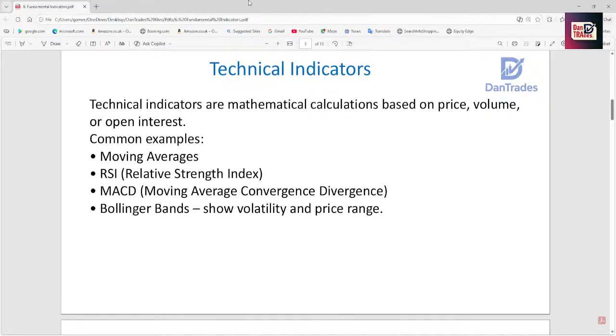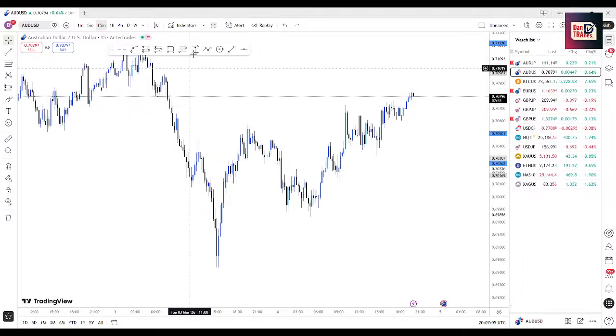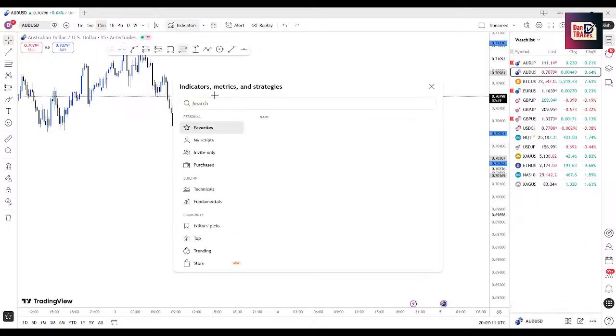Now, if you joined the previous sessions, I showed where you could find your indicators. For those who have forgotten, let me make a quick recap. If you want to get your indicators on your chart, it's right on top by the time frames. So you have indicators right on the top. You click on it and you can search any indicator you want.